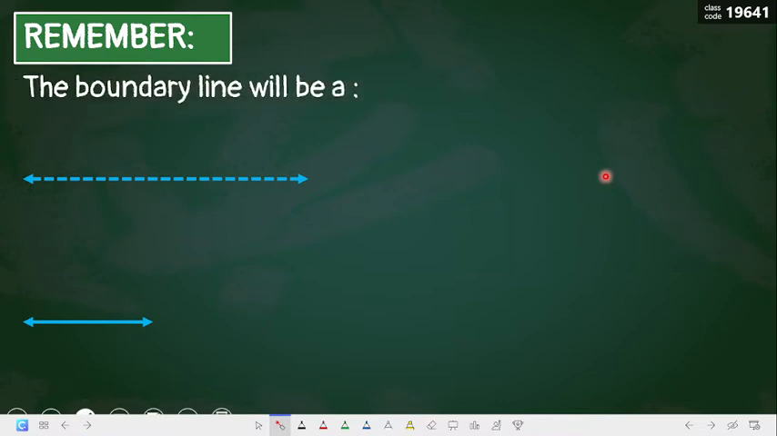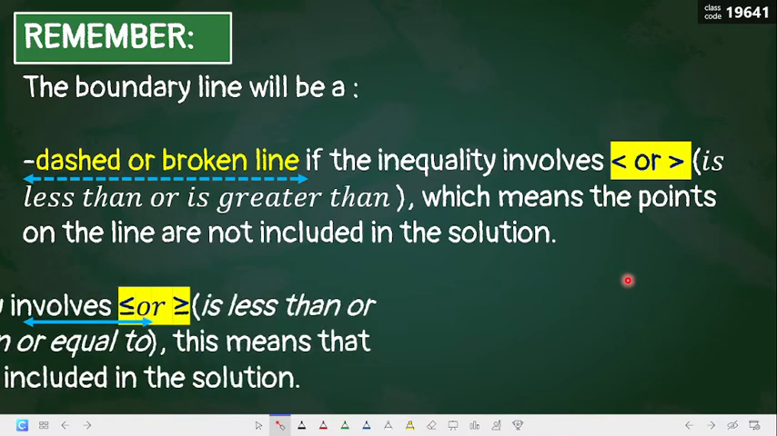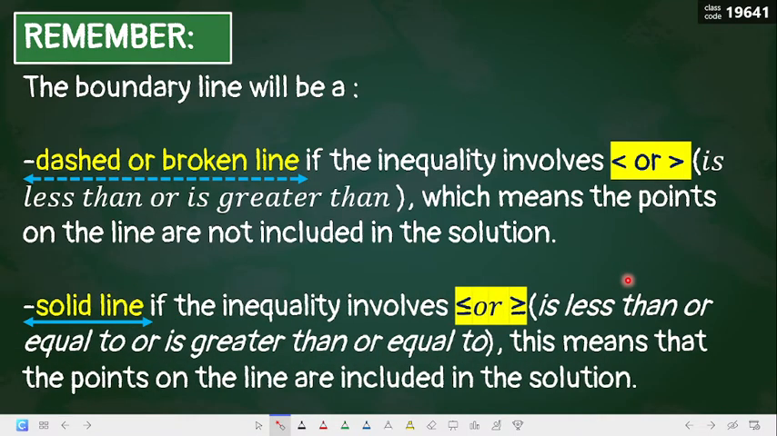So, yung boundary line, pwede siyang maging dash or broken line. So, kapag dash or broken line, ito yon. The inequality involves less than or greater than. So, yung inequality na given natin, ang symbol niya ay less than or greater than lang, which means the points of the line are not included in the solution. Ibig sabihin, yung mga points daw na nandun sa broken line, yung tinamaan ng broken line, hindi siya kasali sa solutions. Then, yung pangalawa natin na boundary line is yung solid line.